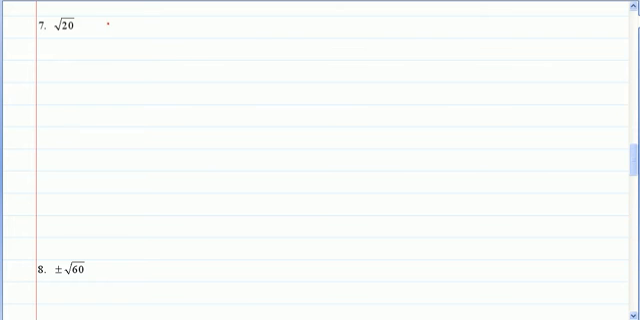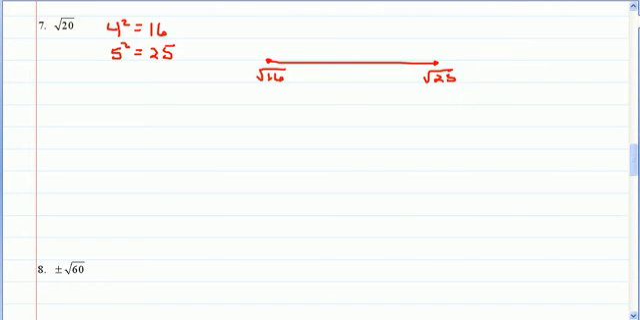So for square root of 20, we know that 4 squared is 16 and 5 squared is 25. So we're looking for the two perfect squares above and below 20. So I have the square root of 16 on the left, the square root of 25 on the right. The square root of 16 is 4.0. Square root of 25 is 5.0. 4.5 is in the middle.